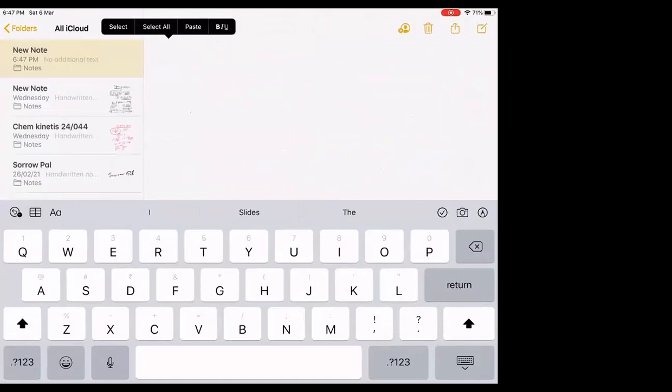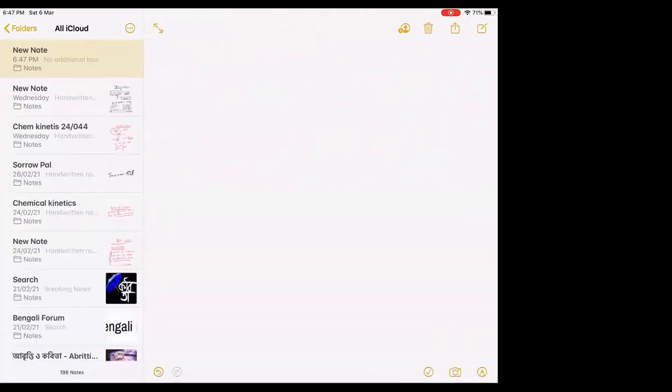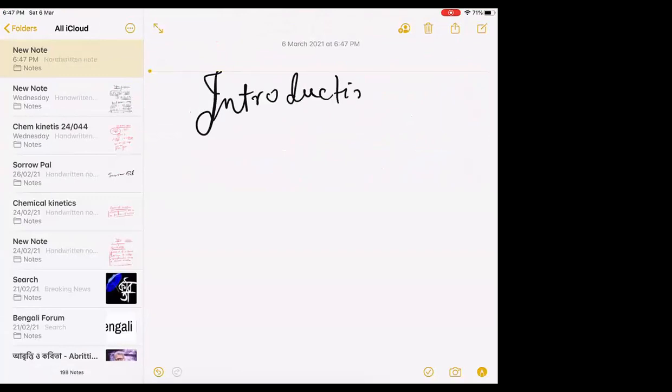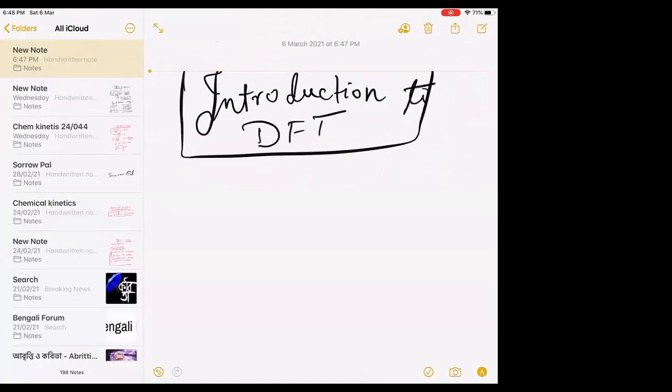All right. So I think I'm able to see. I hope you are able to see my writing also with the pencil. Yeah, it's visible. Great. Okay. So this is the introduction to DFT, and today is 6th of March.